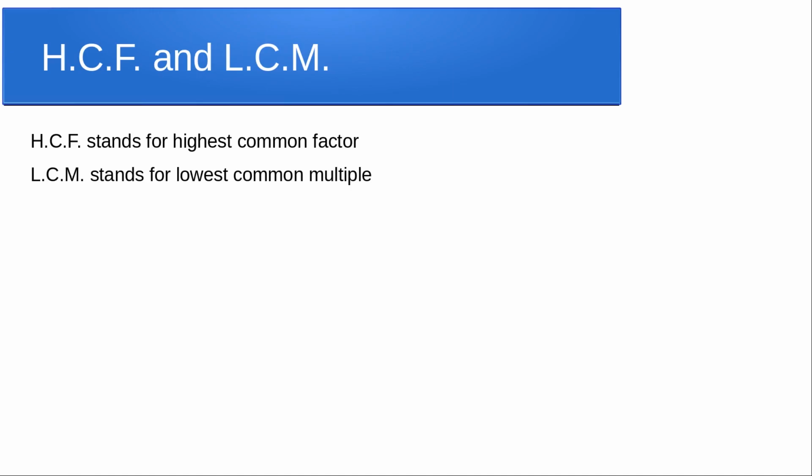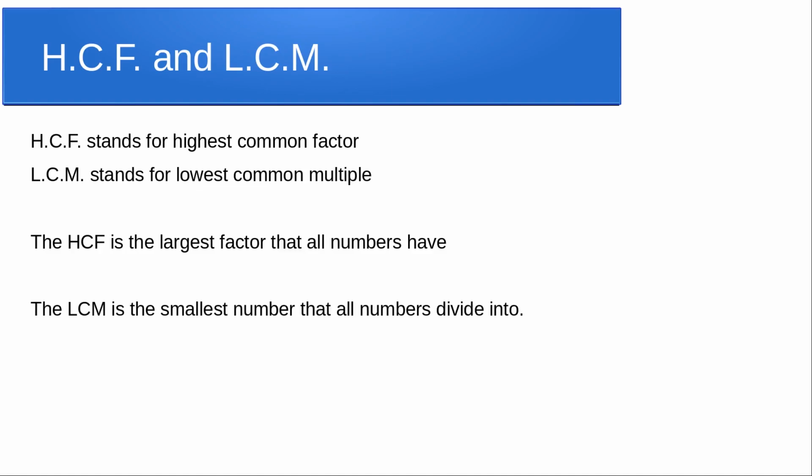In this video we're going to learn how to find the HCF and LCM of two or more numbers. HCF stands for highest common factor and LCM stands for lowest common multiple. The highest common factor is the largest factor of all the numbers. So that means it's the largest number that will divide into all the numbers. The LCM is the smallest number that all numbers divide into. So that means it's the smallest multiple that they all have in common.